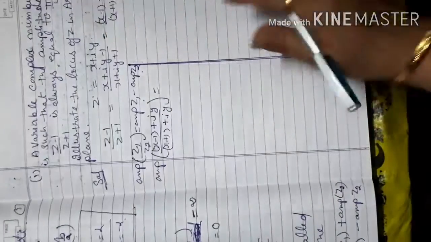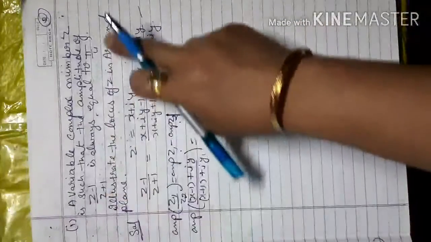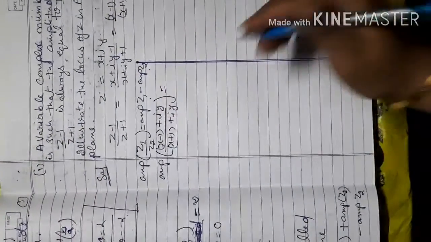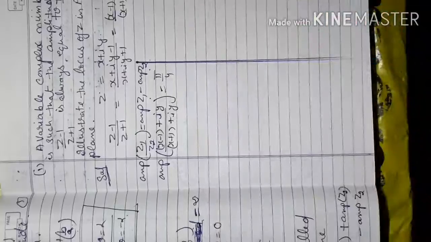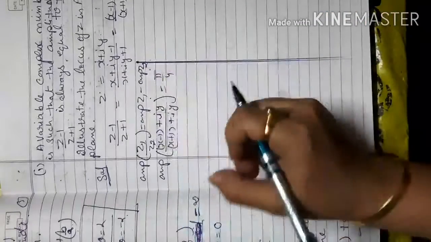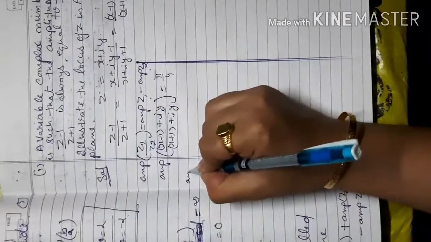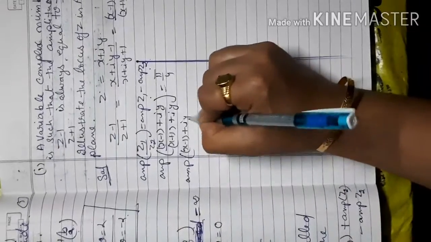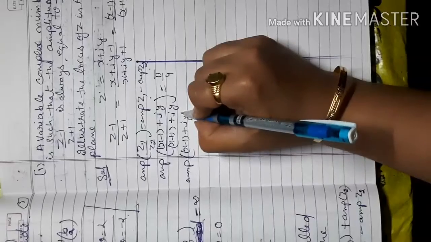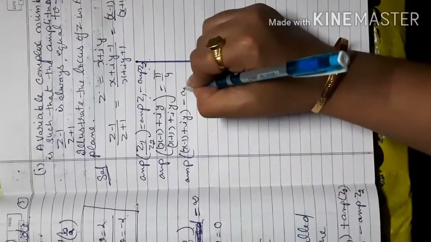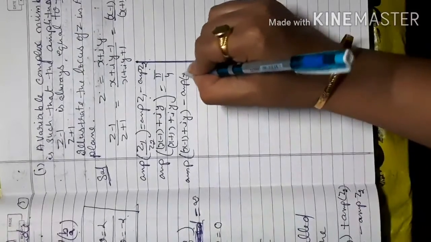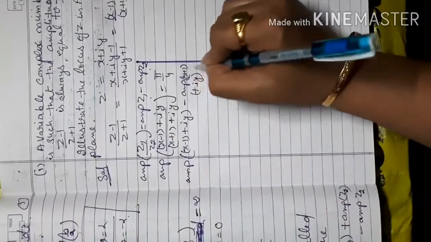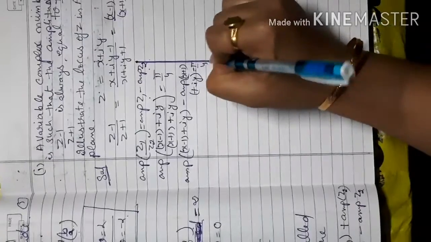In your question, the amplitude of this complex number is equal to pi by 4, that is given, so I will write pi by 4 here. Next I apply this rule: amplitude of (x minus 1 plus iy) minus amplitude of (x plus 1 plus iy) in combined form, and on the right side is pi by 4.